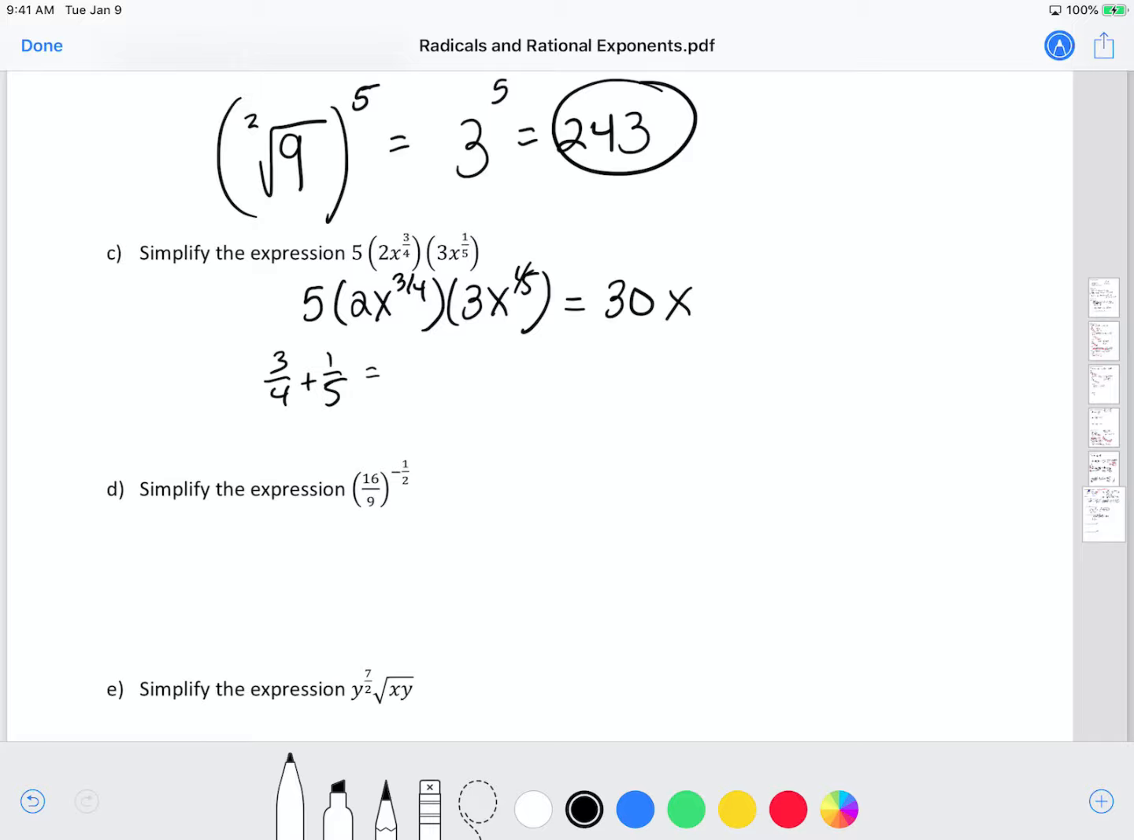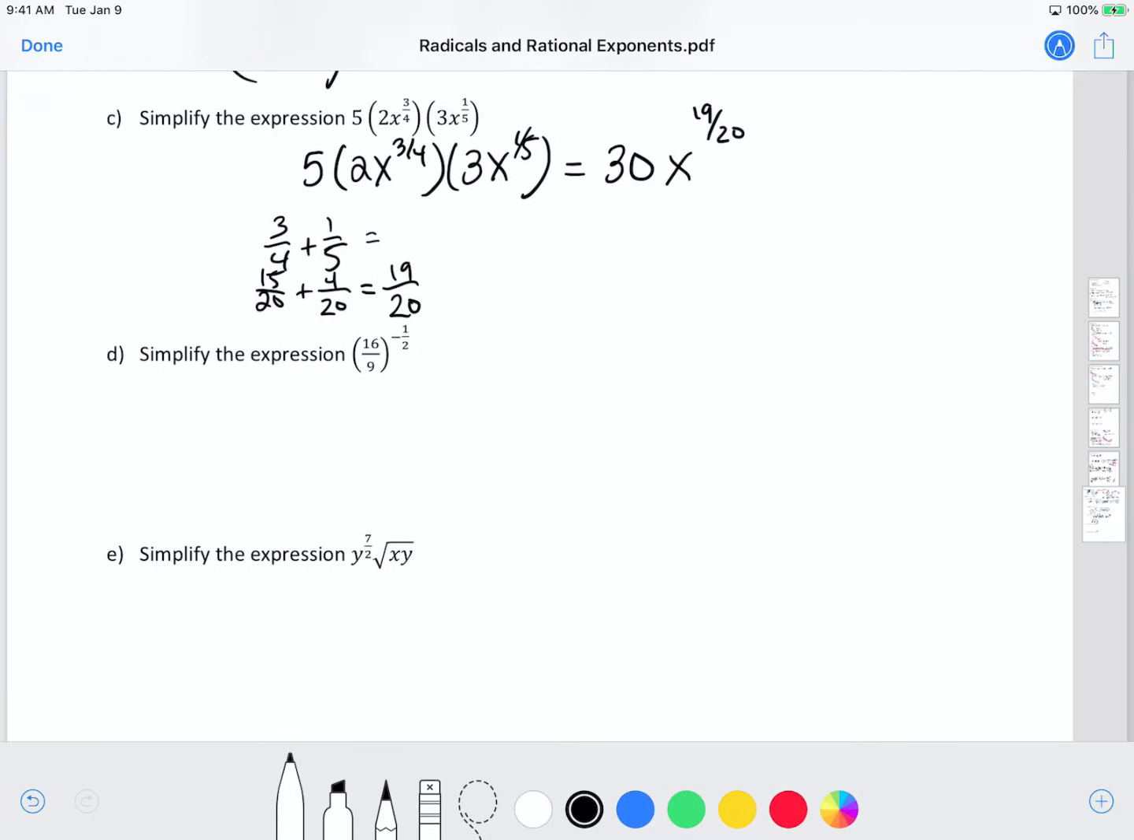So I'm going to make a common denominator. I'm going to multiply 3/4 on the top and the bottom by 5, so I can get a common denominator of 20. And I'm going to multiply 1/5 on the top and the bottom by 4, so I can have a common denominator of 20. And so when I add them together, I'm going to get 19 over 20. So when I take x to the 3/4 times x to the 1/5, I add the 3/4 and the 1/5, and I get 19/20 for my exponent for x.